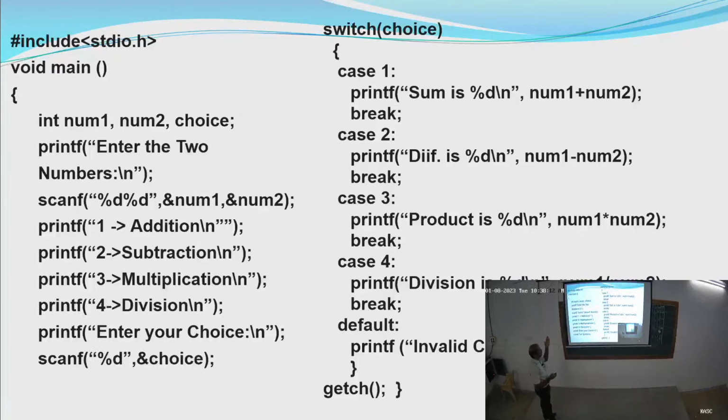Okay, this is the first part of the program. Here we declare 3 variables: number 1, number 2 and choice. Enter any two numbers, number 1 and number 2. We may perform addition, subtraction, multiplication and division. Enter your choice. Suppose I enter the choice as 1, we will do addition, if the choice is 2, we will do subtraction, like that. Okay.